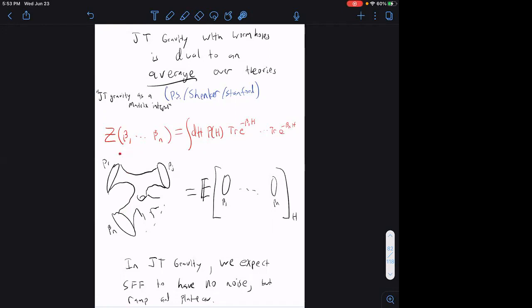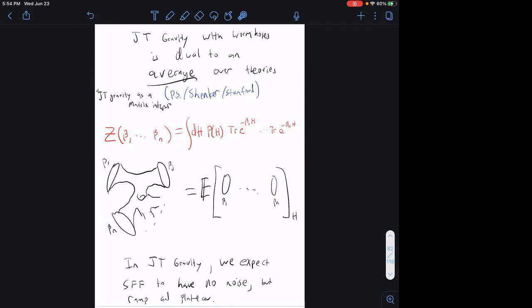So this quantity, the claim is that it's equal to an average over Hamiltonians H with some random matrix distribution P of H of trace e to the minus beta H. So this is just the normal partition function for fixed H. We take a product of those and we average over the Hamiltonians with this distribution. And so in the picture here, I'm trying to represent this linked thing that the path integral for JT gravity gives is equal to an average of sort of decoupled partition functions with fixed Hamiltonians.